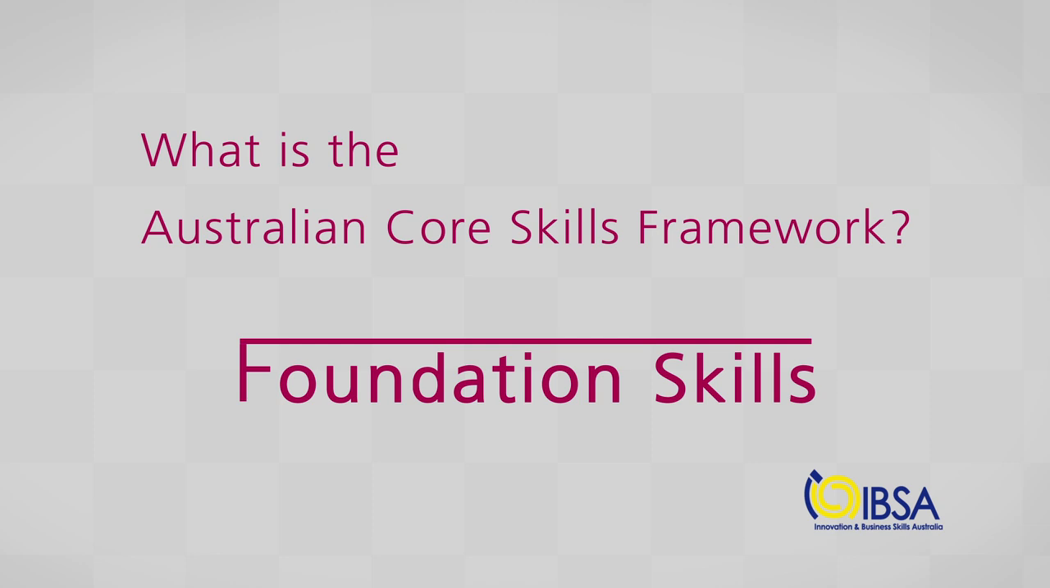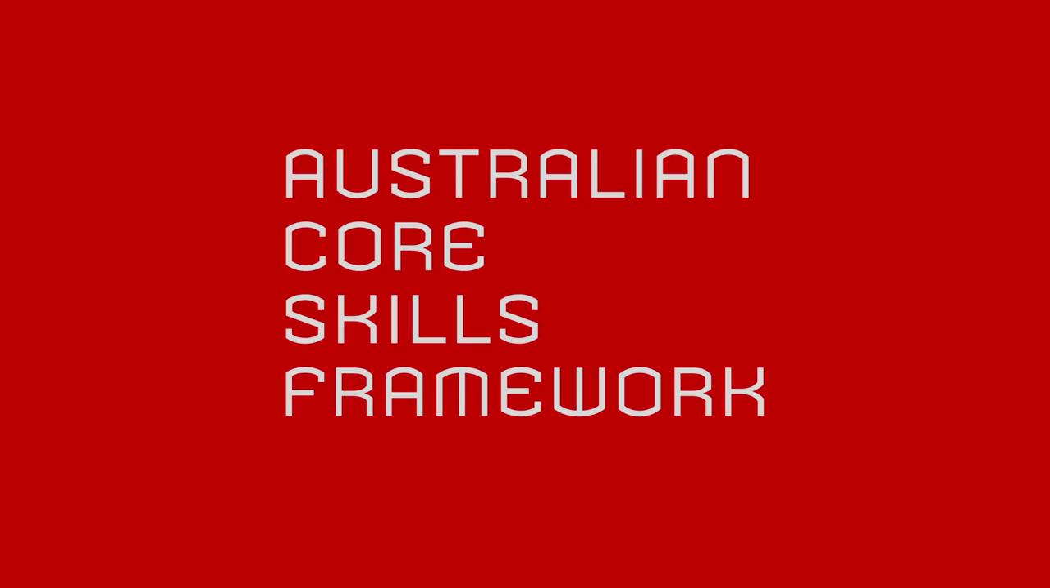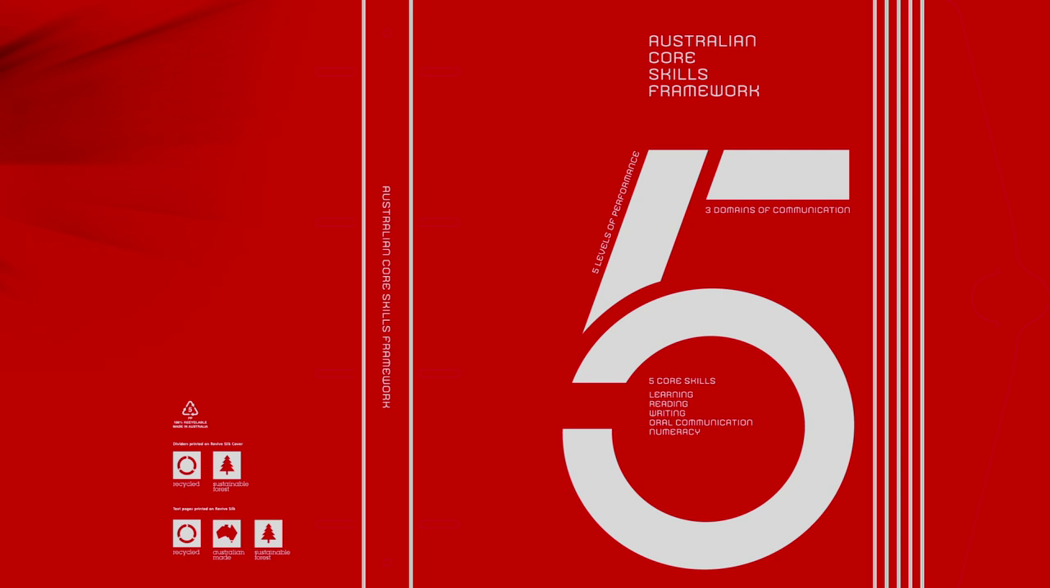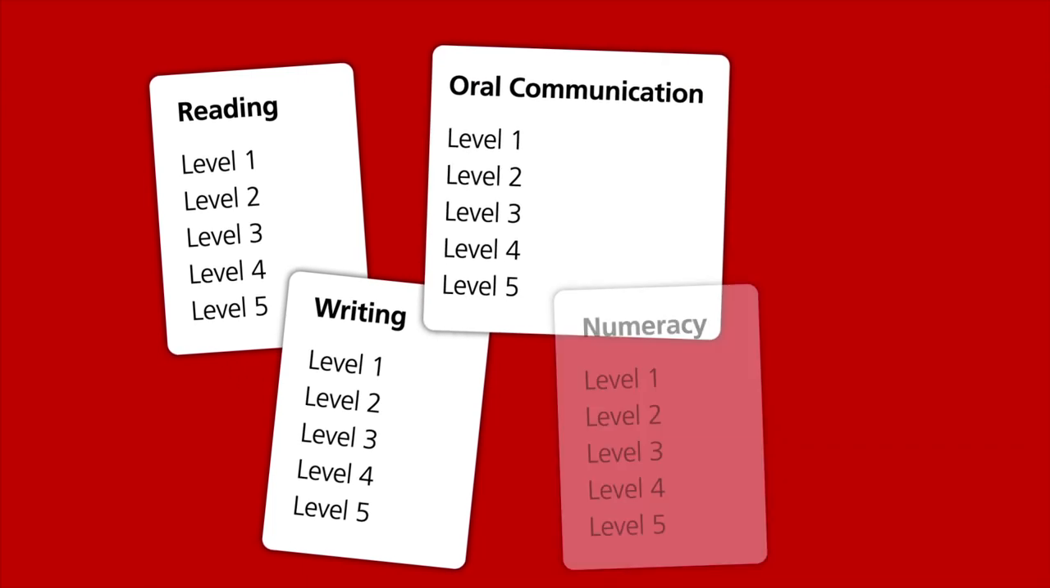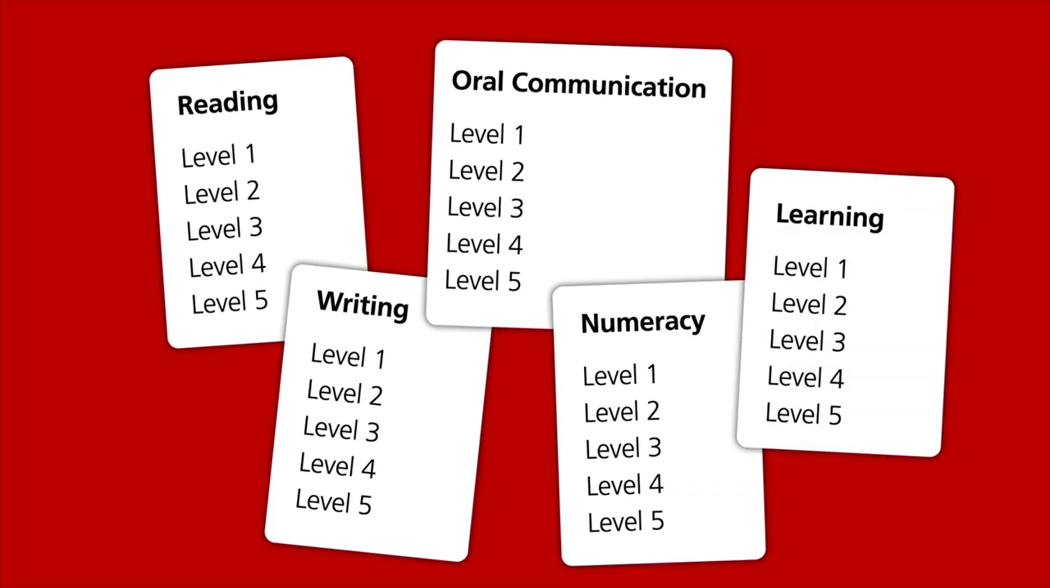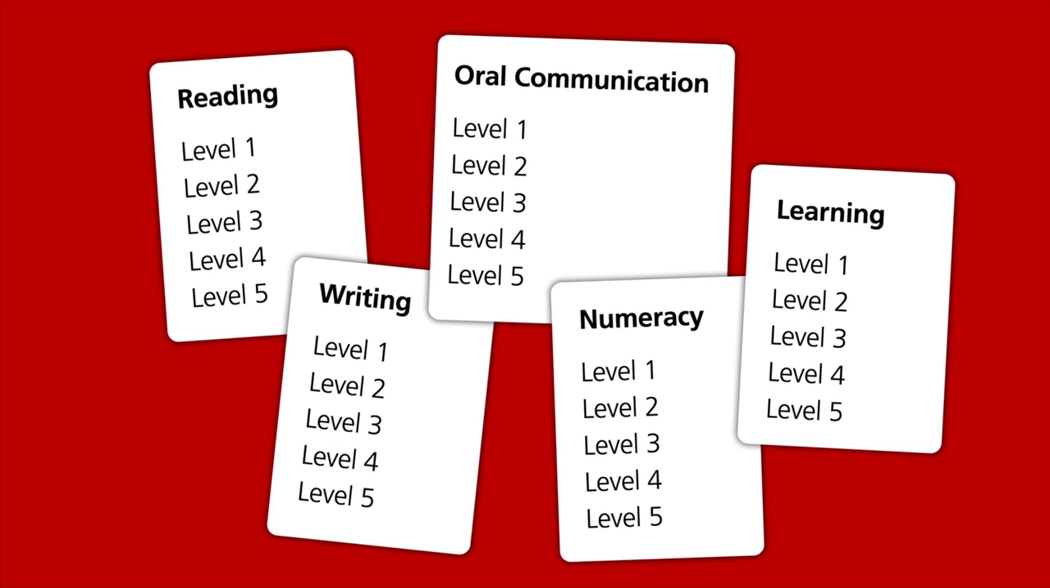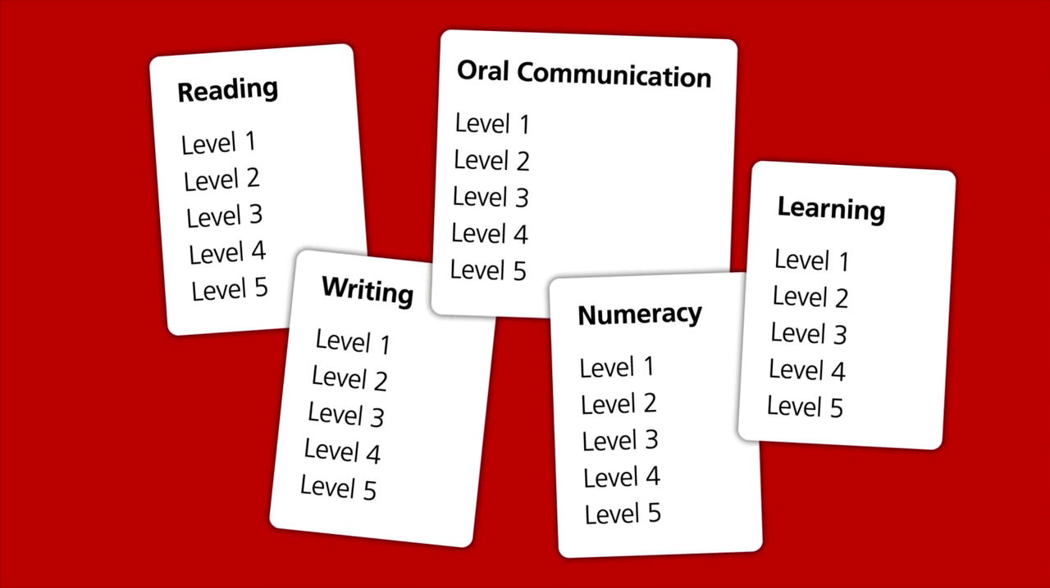What is the Australian Core Skills Framework? The Australian Core Skills Framework, ACSF, is a measuring tool we can use to describe levels of core skills. The ACSF identifies five core skills: reading, writing, oral communication, numeracy, and learning. There are five levels of performance in each core skill.